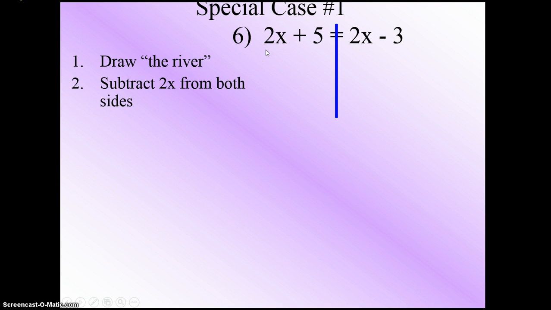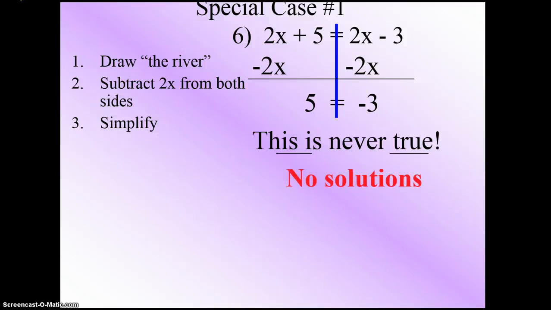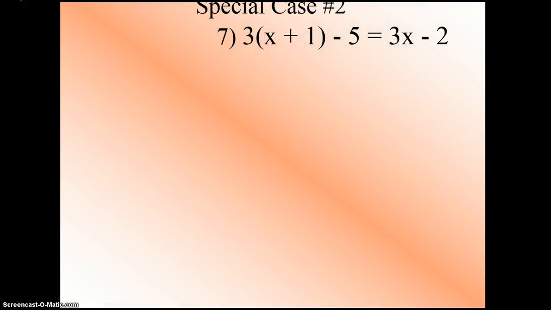So let's subtract 2x from both sides. When I subtract 2x from both sides, what happens? You simplify, there's no more x left. And then you have a statement that's 5 equals negative 3. Since it's not true, then your answer is no solutions. So that's pretty much it. There's another special case we can go through later, but that's it.